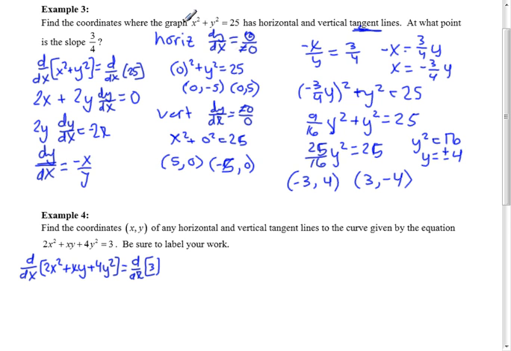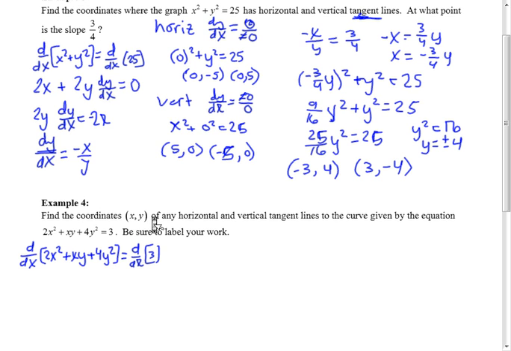Now we had an easy function. You should recognize that as a circle centered at the origin with a radius of 5. That's why these points are so easy. But if we can do this with an easy problem and our calculus is sound, then we can apply it to a tougher problem, such as the next one.